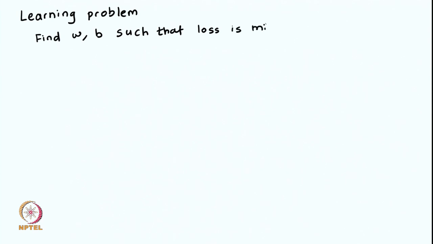So, what is our learning problem? The learning problem is to find W and B such that the loss is minimized. Loss we represent with J. We want to find the values of W and B in such a way that J is minimized.